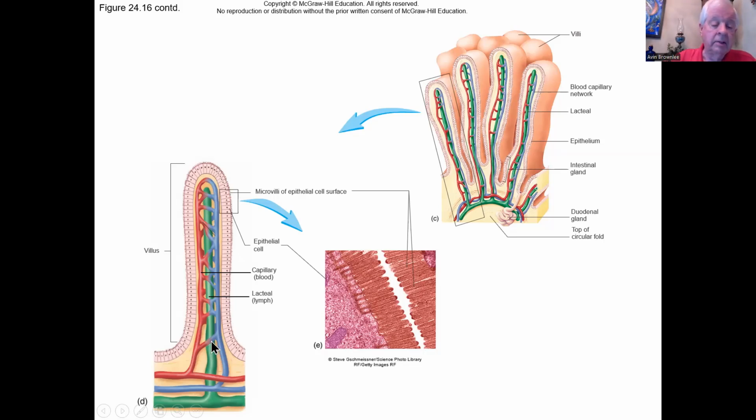These lymphatic capillaries are called lacteals, because the lymph in there looks milky. The little particles that get absorbed are called chyle, because for the same reason they look sort of milky. So this is how we absorb these large molecules that are not soluble in water but can be absorbed by using the lipoproteins.